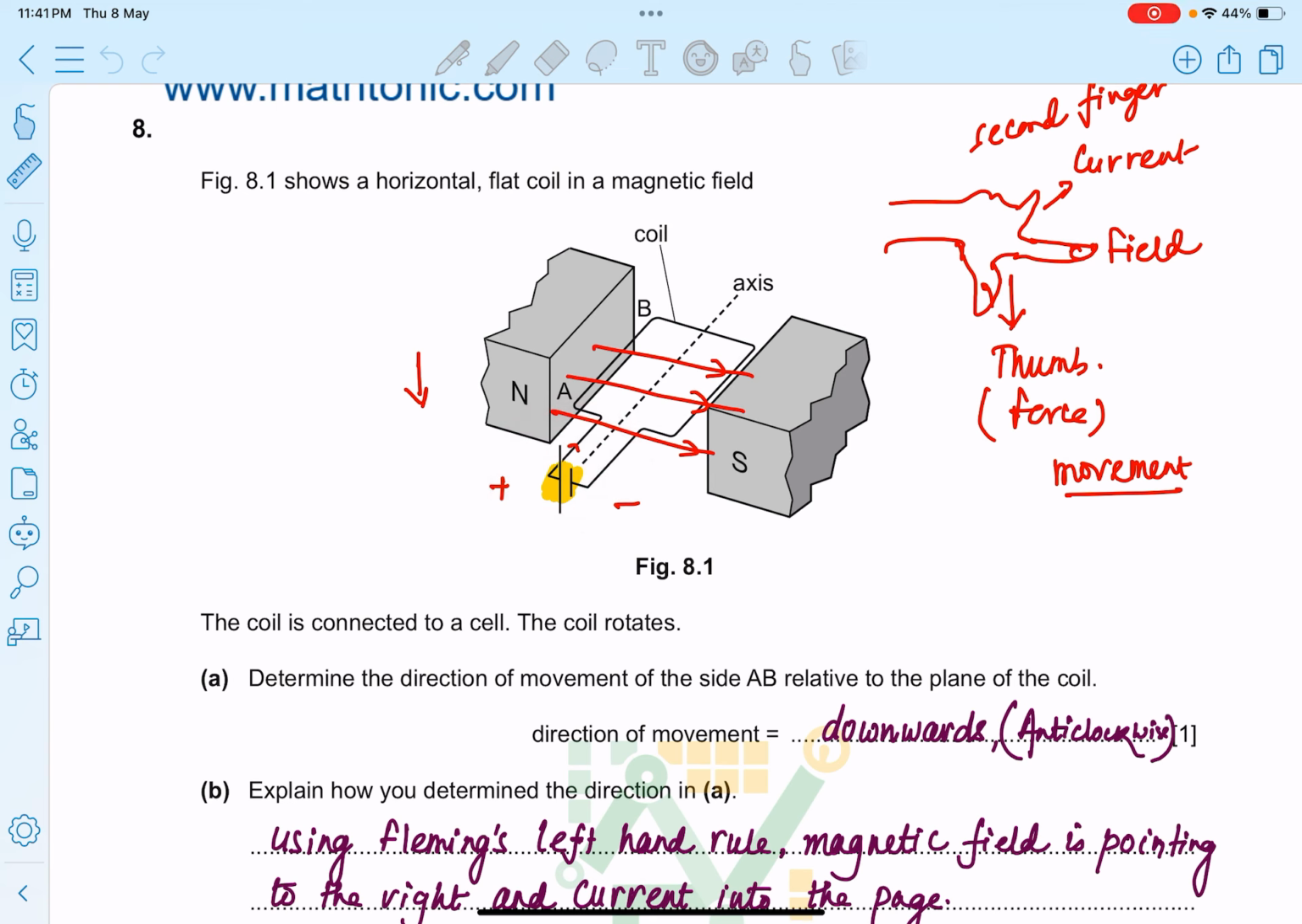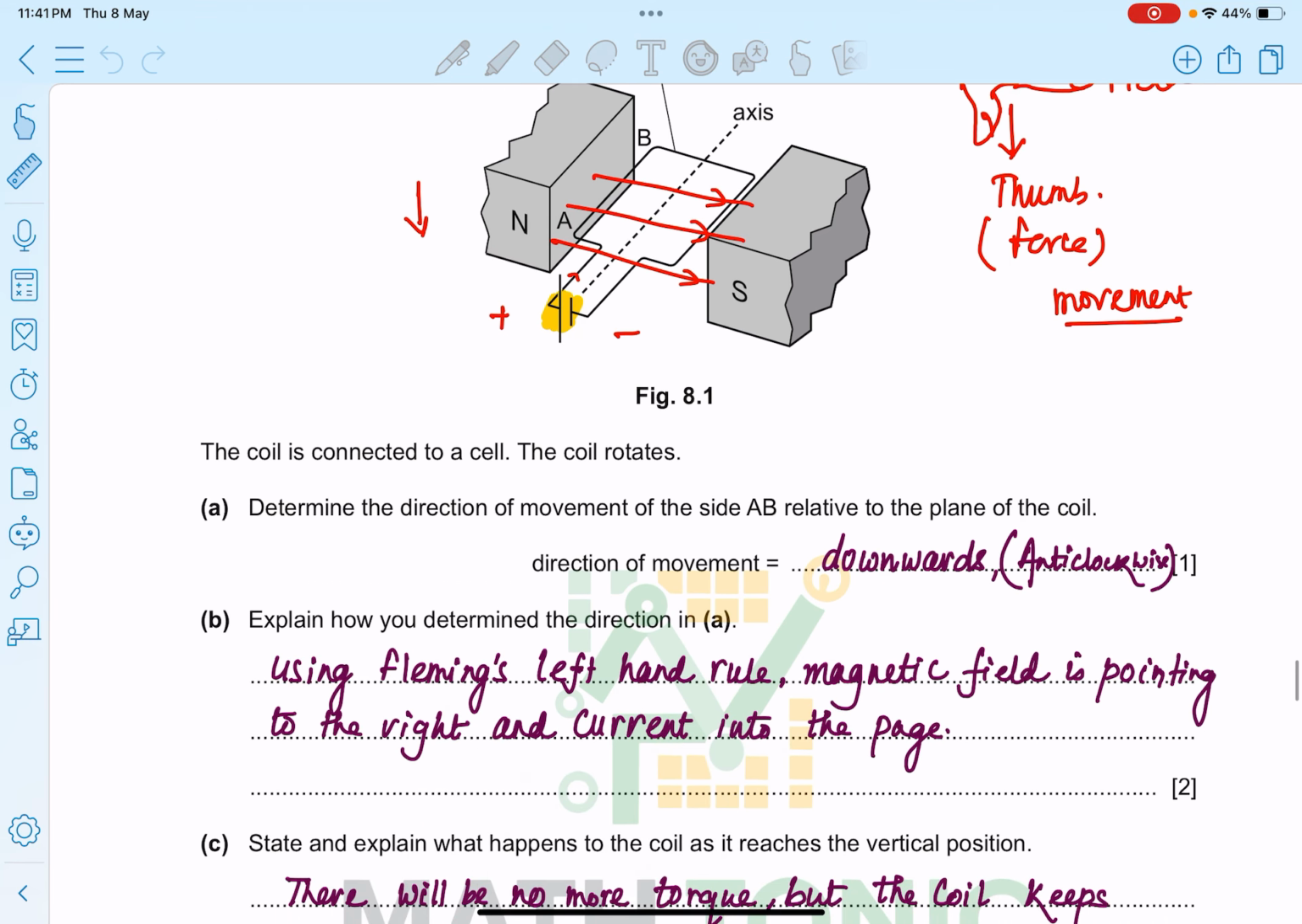This is called a DC motor. And remember, for a DC motor we use Fleming's left hand rule to identify the force. Again I'm saying, for a DC motor we use Fleming's left hand rule to identify the force. So determine the direction of movement of AB relative to the plane of the coil.